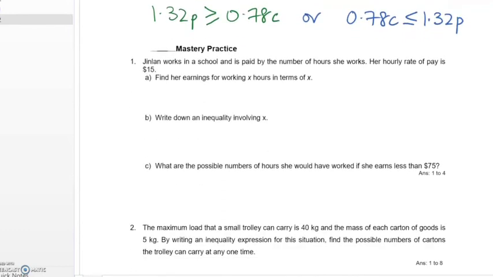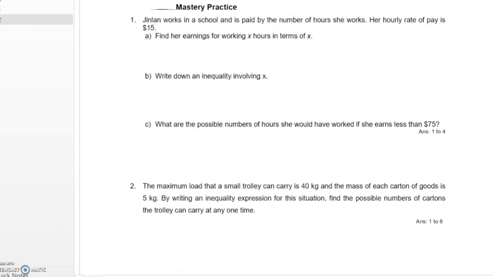Okay, let's move on to the mastery practice. Go ahead and try question 1 and question 2 first, before you press play to view the solutions. So take note, cross out question B, 1 part B, because it doesn't quite make sense. There isn't enough conditions to write down an inequality, so just do 1 part A and 1 part C. So press pause now, and once you're ready, press play.